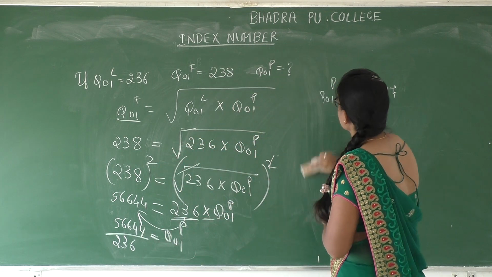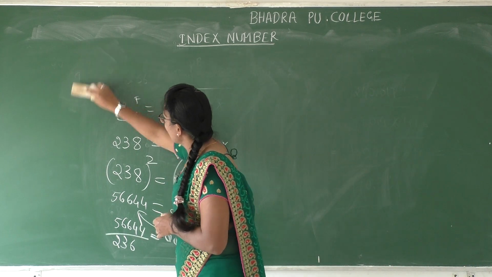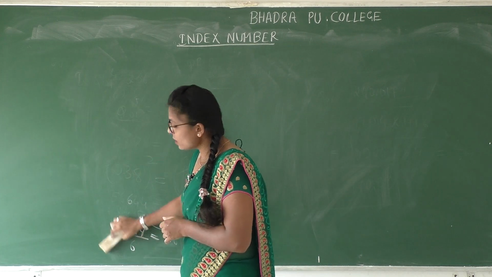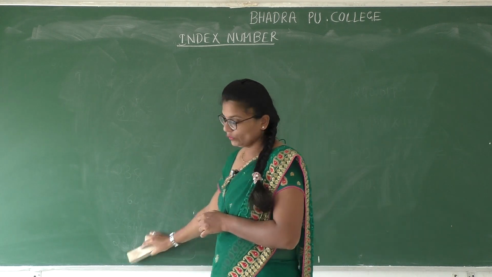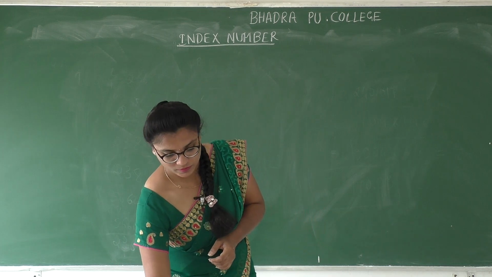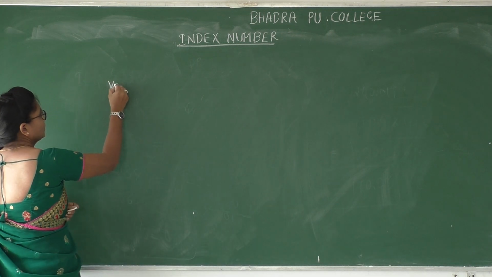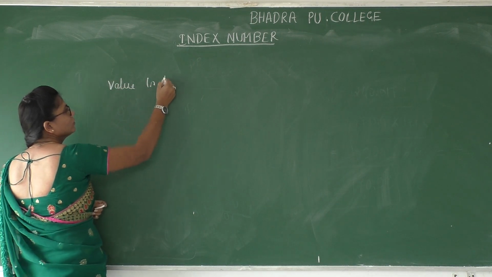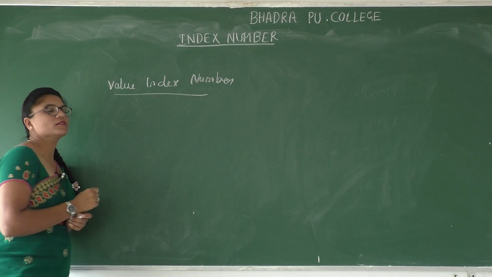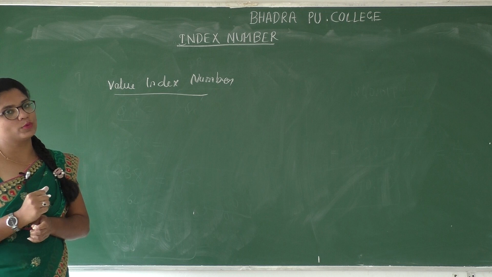Okay. So the next concept is about value index number. So you know what value index number is now. Value index number is nothing but the relative change in value. Relative changes in value is called as value index number.